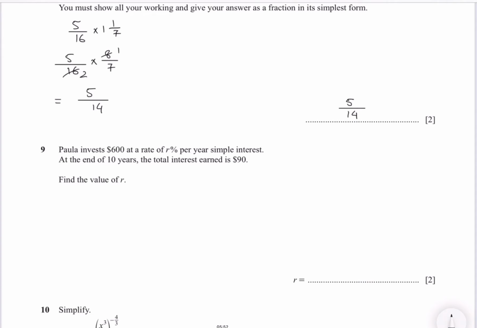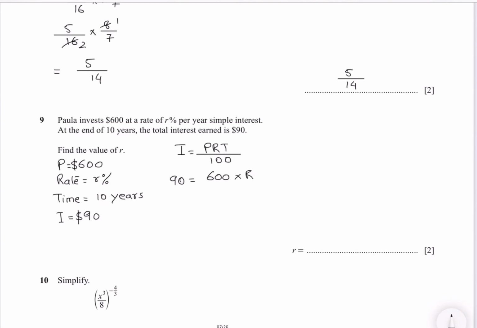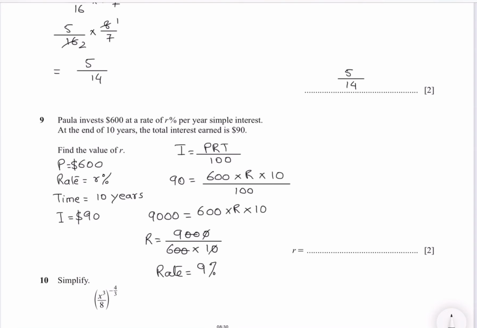Paula invests $600 at a rate of R% per year simple interest. At the end of 10 years, the total interest earned is $90. Find the value of R. So your P is $600, rate is R% and time is 10 years. So I equals $90, I equals PRT over 100. So put the values in it and now isolate R. So your R is 9%.